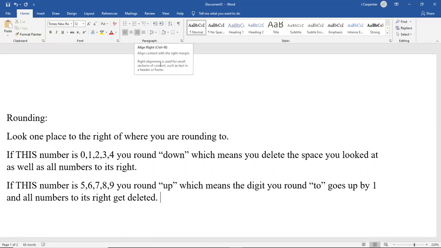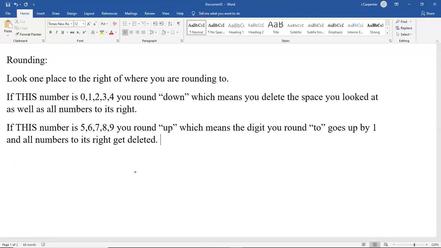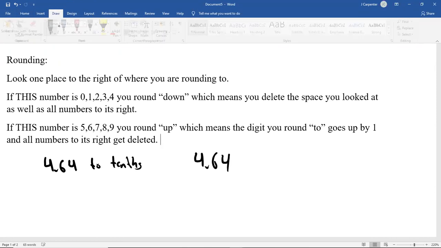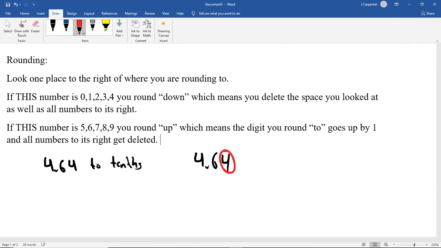That's rounding. Rounding down would turn a number like 4.64, if I was rounding to the nearest tenth, I'm rounding where that 6 is. So here's what I like to do. I like to circle the number I'm supposed to look at. So we're rounding to the tenths, so we have to look here, one digit to its right. Since that's a 0, 1, 2, 3, or 4, we round down, which means we delete this number. This 4 is now gone, as well as any numbers to its right, which there weren't any. So this just turns into 4.6.